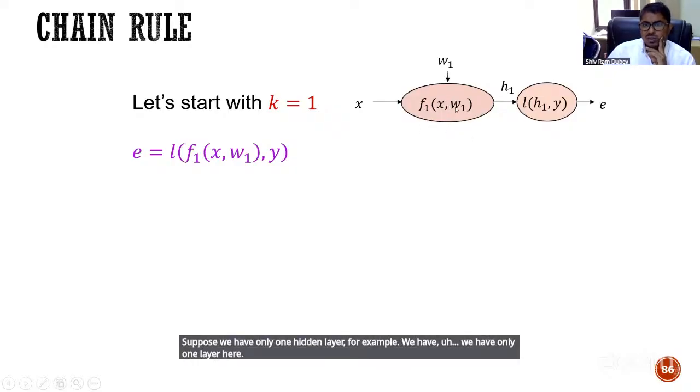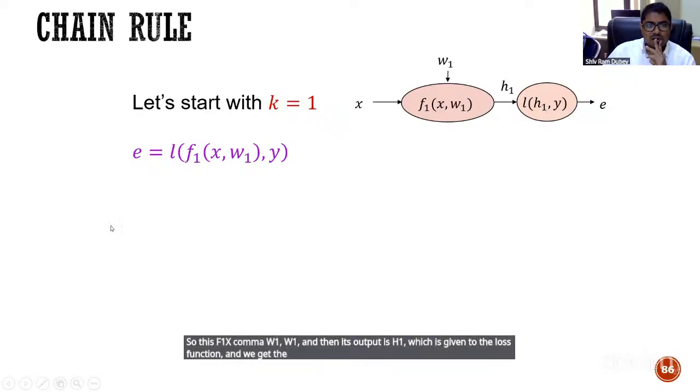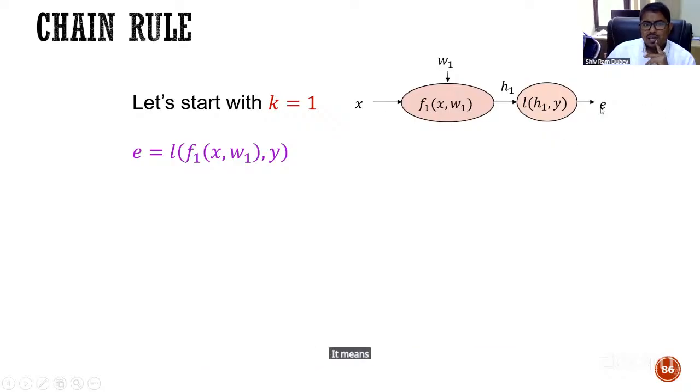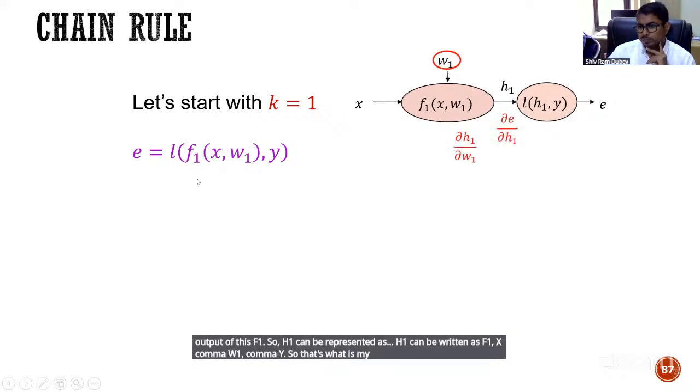So this is f1 of x comma w1. Its output is h1, which is given to the loss function, and we get the loss as E. It means that this E can be represented as L of h1 comma y, where h1 is the output of f1. So h1 can be written as f1 of x comma w1, and then comma y. That's what my error function is.